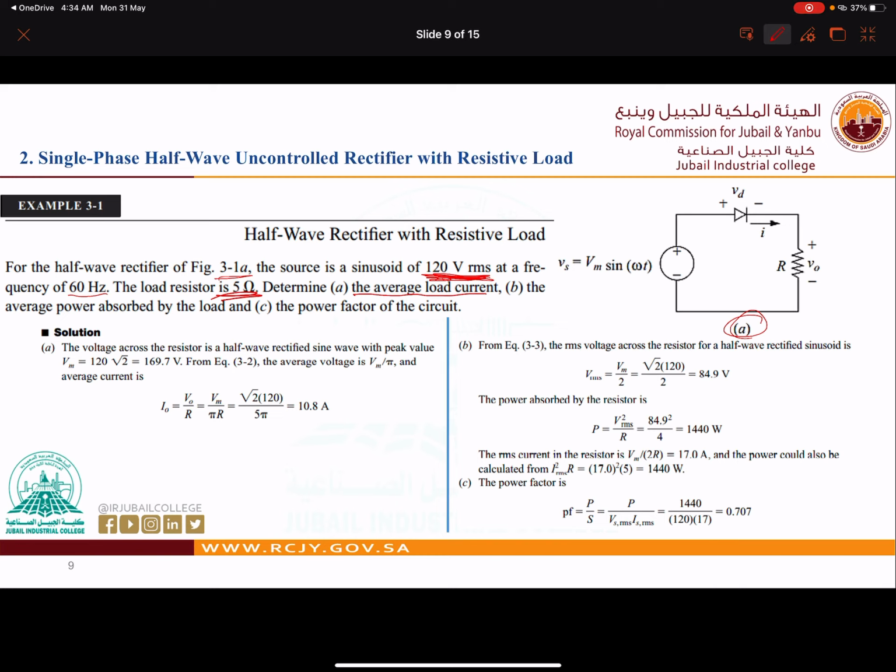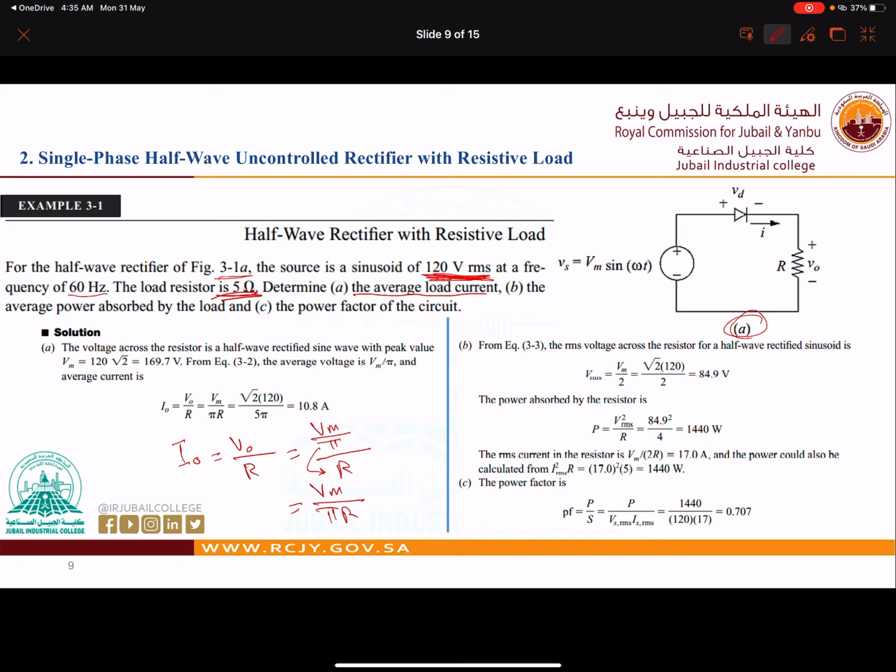Now, we know that the average load current, I out, is equal to V out over R. And V out is basically V maximum divided by pi, divided by R. Of course, it will be like this, and we can take this one down. Then V maximum over pi R.